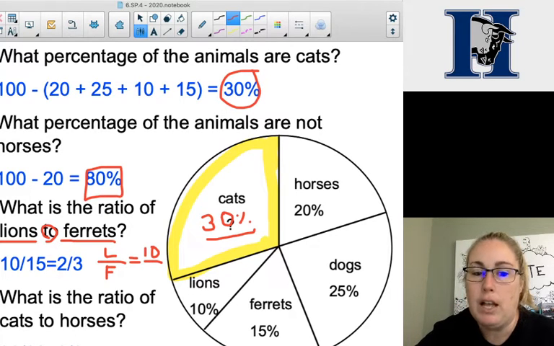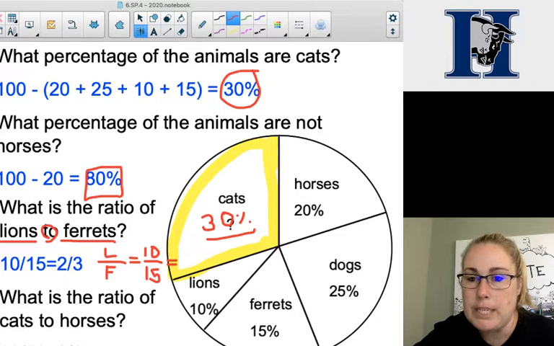And out of 100 animals, ferrets would be 15. So 15 will go on the bottom. Now, one specific reason that we talked about that we write ratios as a fraction is so that you remember to simplify. So we are not going to stop here at 10 over 15. We need to simplify this.